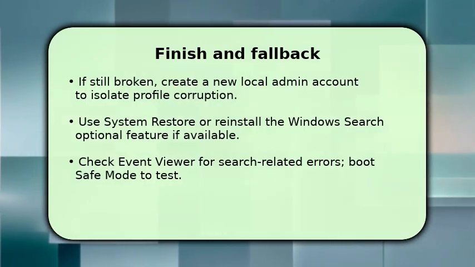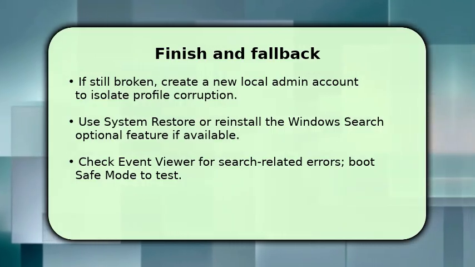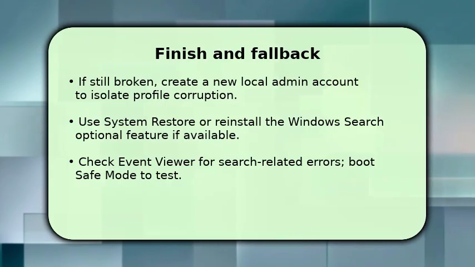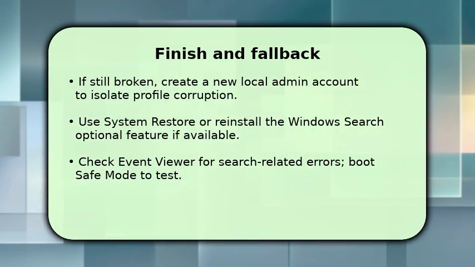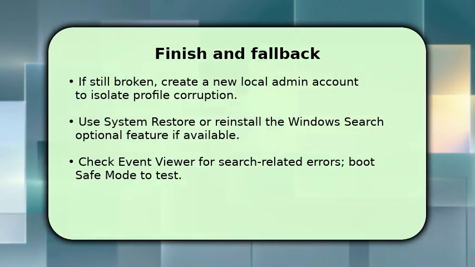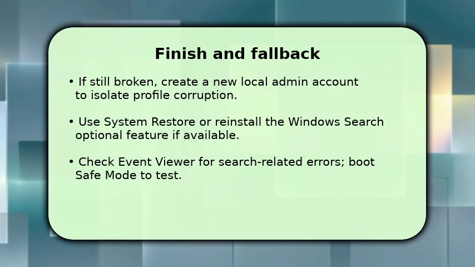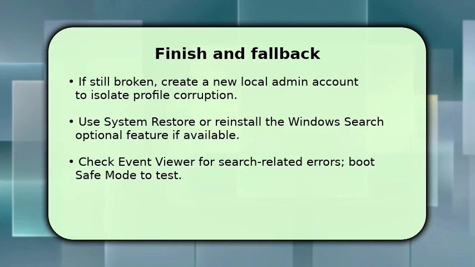If search remains dead, use a recent system restore point or reinstall the Windows Search feature from optional features to replace damaged components. Make sure to check Event Viewer for specific error messages and try Safe Mode to see if third-party software blocks search. If that reveals the issue, uninstall the conflicting app or restore Windows to the point before the conflict.